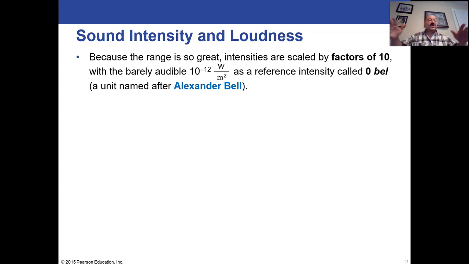So instead of using this huge range of numbers, we assign the bottom one, the lowest one, 10 to the minus 12, to be 0 bels, B-E-L. And this is a unit of sound intensity that was named after Alexander Graham Bell. Alexander Graham Bell invented the first patented telephone.